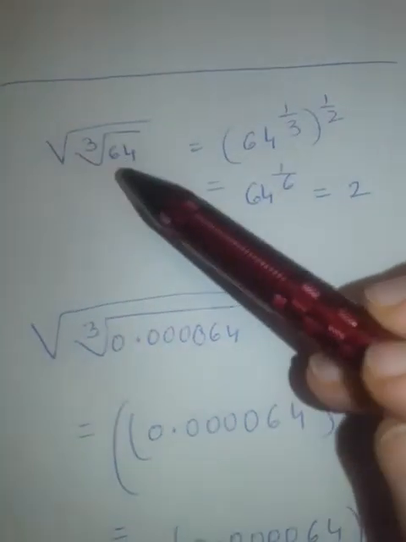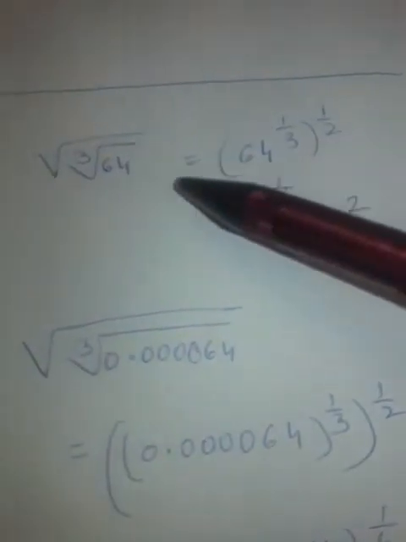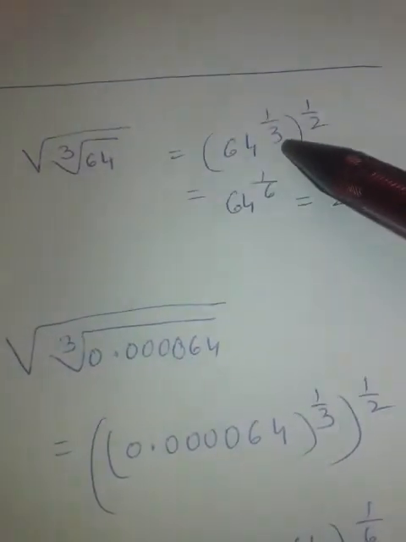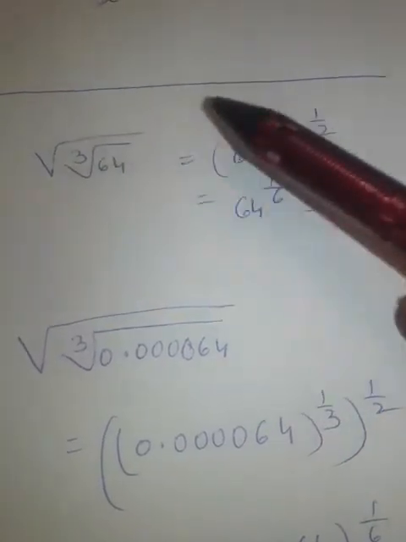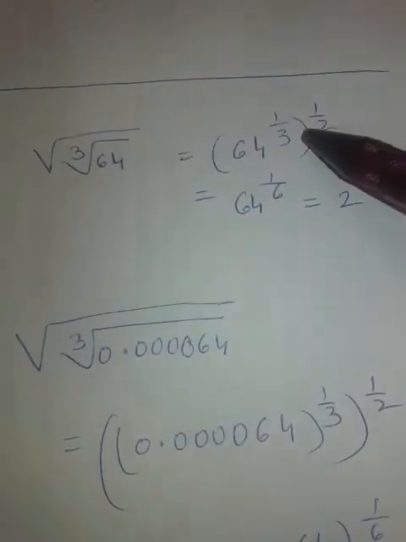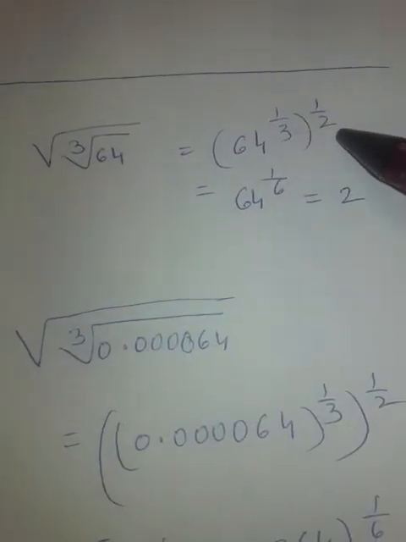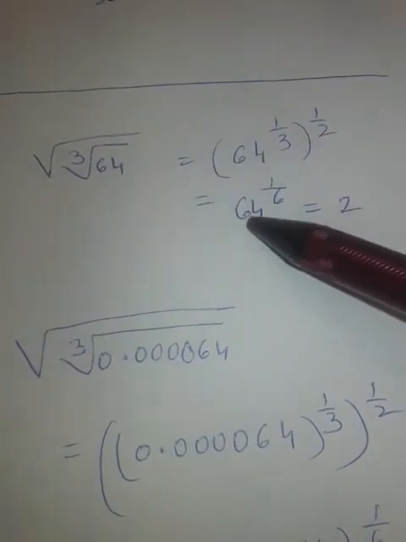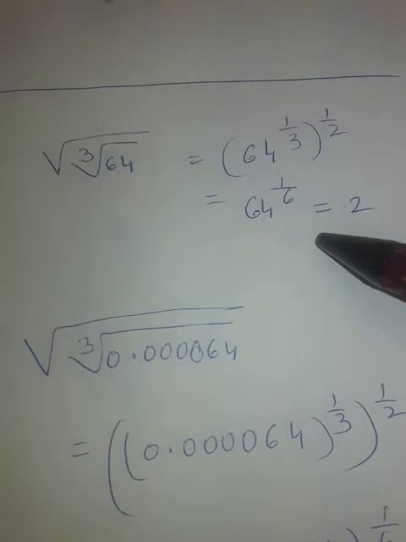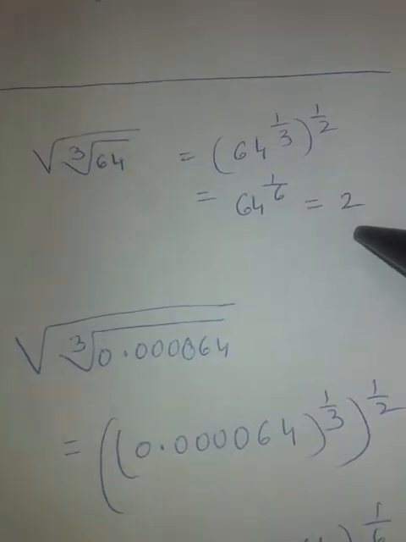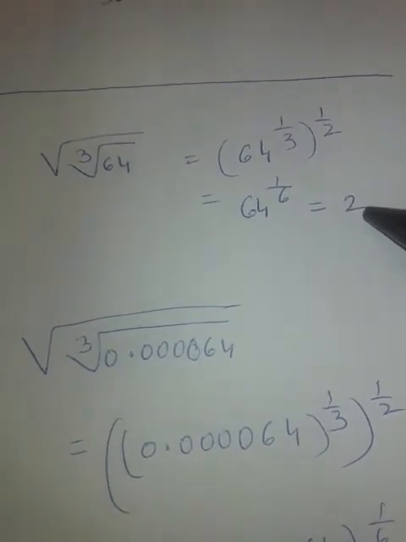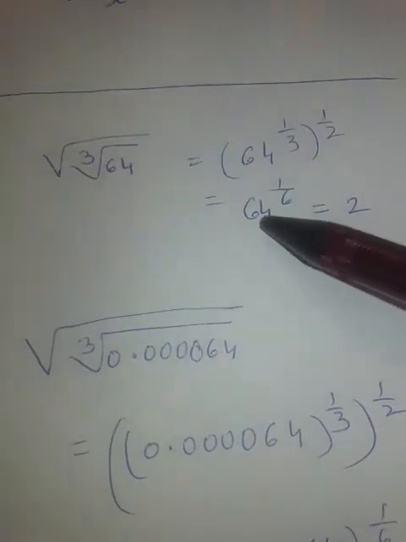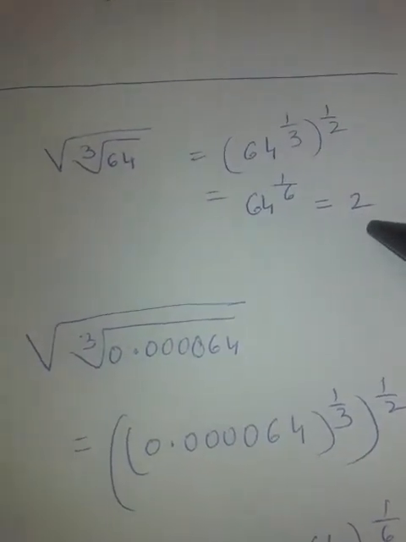Square root of cube root of 64. Cube root means raised to 1 by 3. So 64 raised to 1 by 3 bracket raised to half. So let's take the product. 1 by 3, 1 by 2, it is 1 by 6. So 6th root of 64. 64 raised to 1 by 6 means 6th root of 64, which is 2. 2 raised to 6 is 64. So 6th root of 64 is 2.